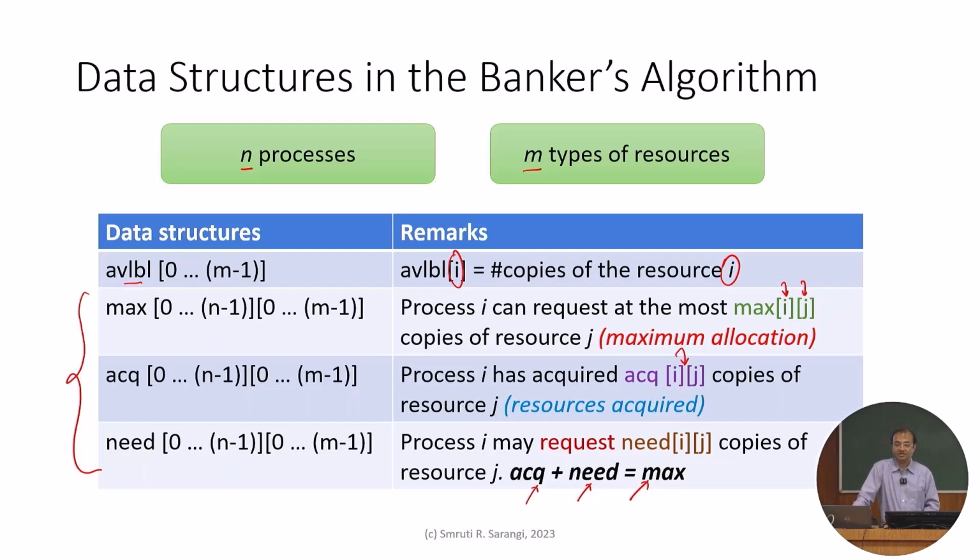All right. So you need to remember these 4 things. Available is system specific. Max, acquire, and need are matrices, but available is a vector. And these are process specific. So these are our broad state elements that we will have in the banker's algorithm.